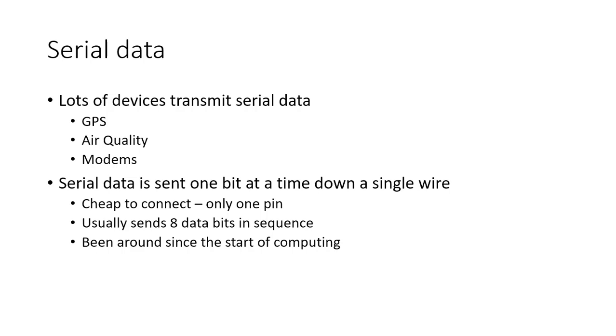So lots of devices that we talk to use serial data: GPS devices, air quality receivers, sensors, modems, all kinds of stuff. And serial data, as the name implies, is sent one bit at a time down a single wire. It's cheap to use. Only one pin, only one wire, and it's been around since the very start of computing. I was using serial data when I was much younger and even handsomer.